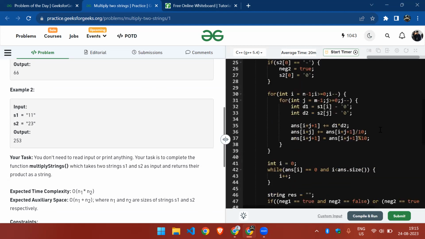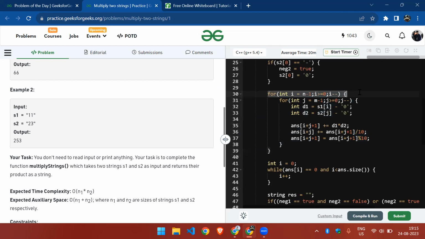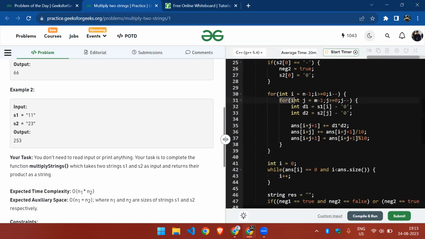All right. Now here's the logic. We traverse through the first string, and then we traverse through the second string. That's what we were doing, right? First, this 3 gets multiplied with the whole first string, and then this 2 gets multiplied with the first string. Okay, so we'll be traversing both of the strings.